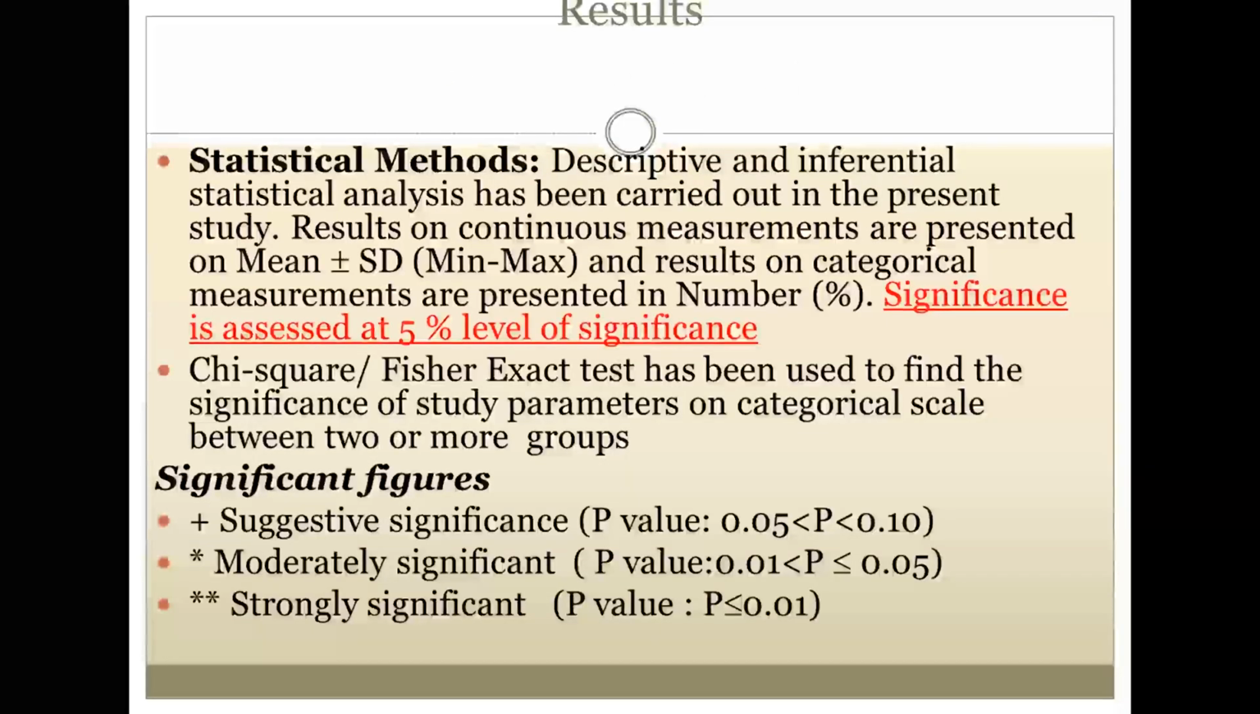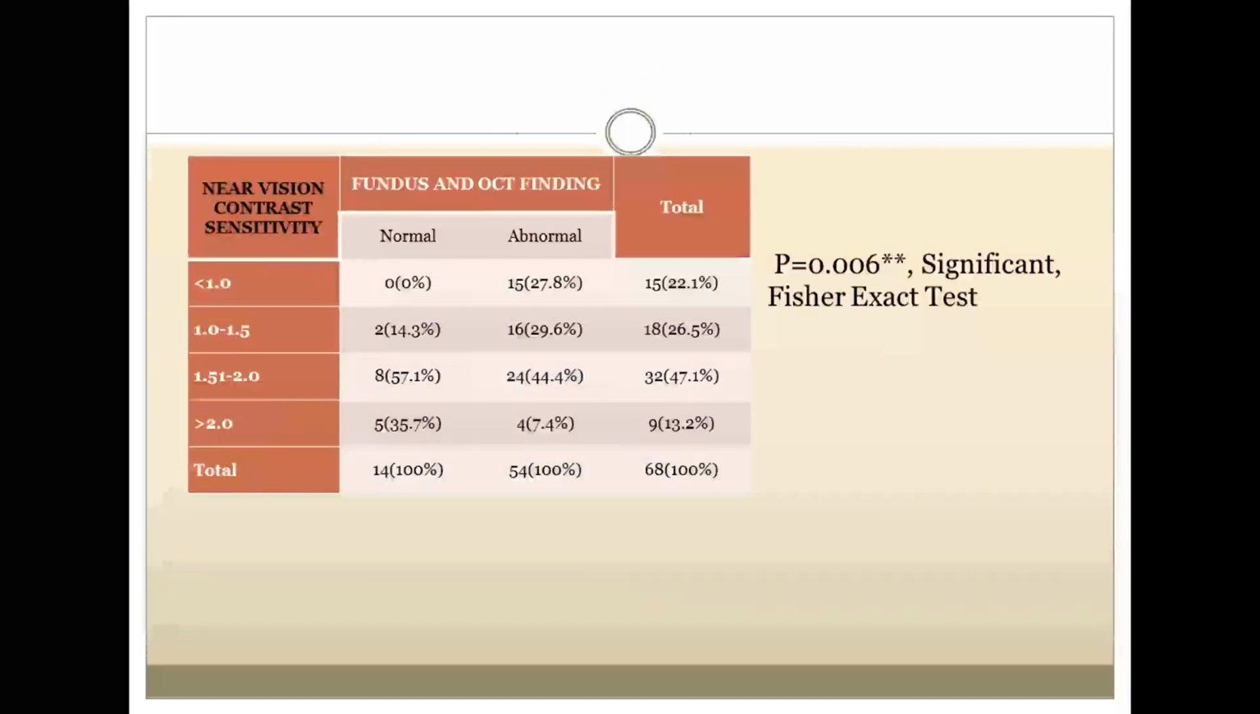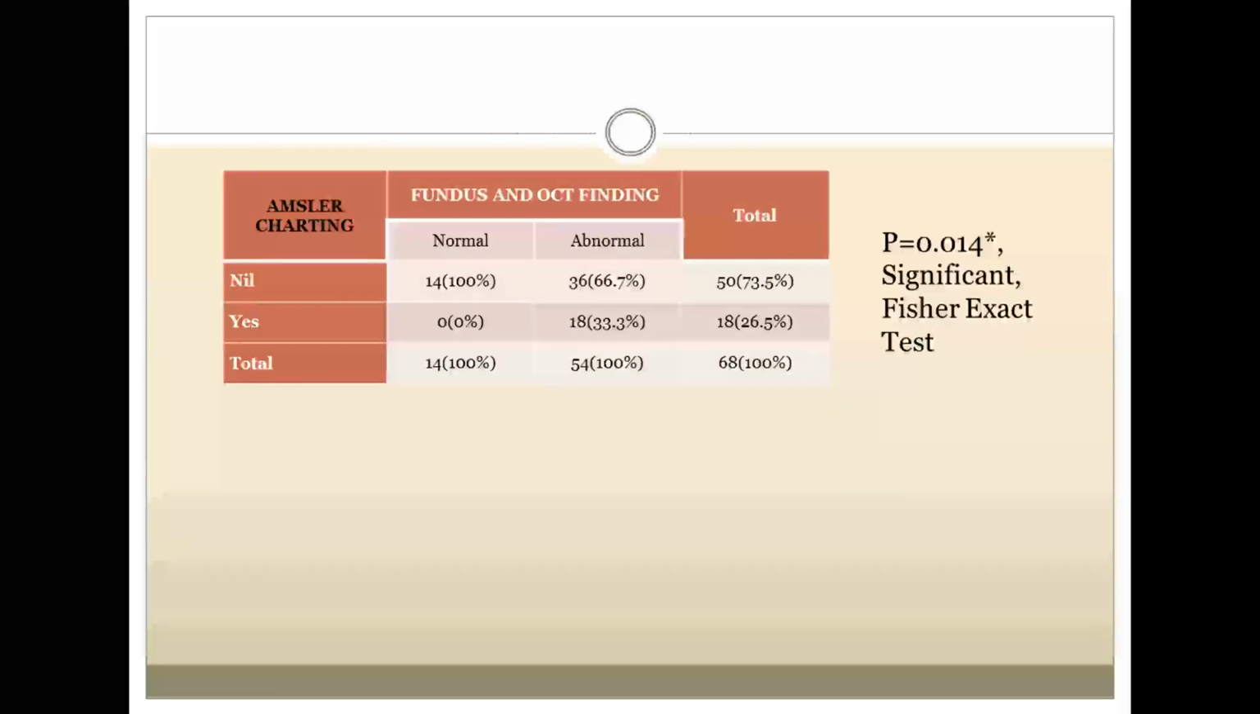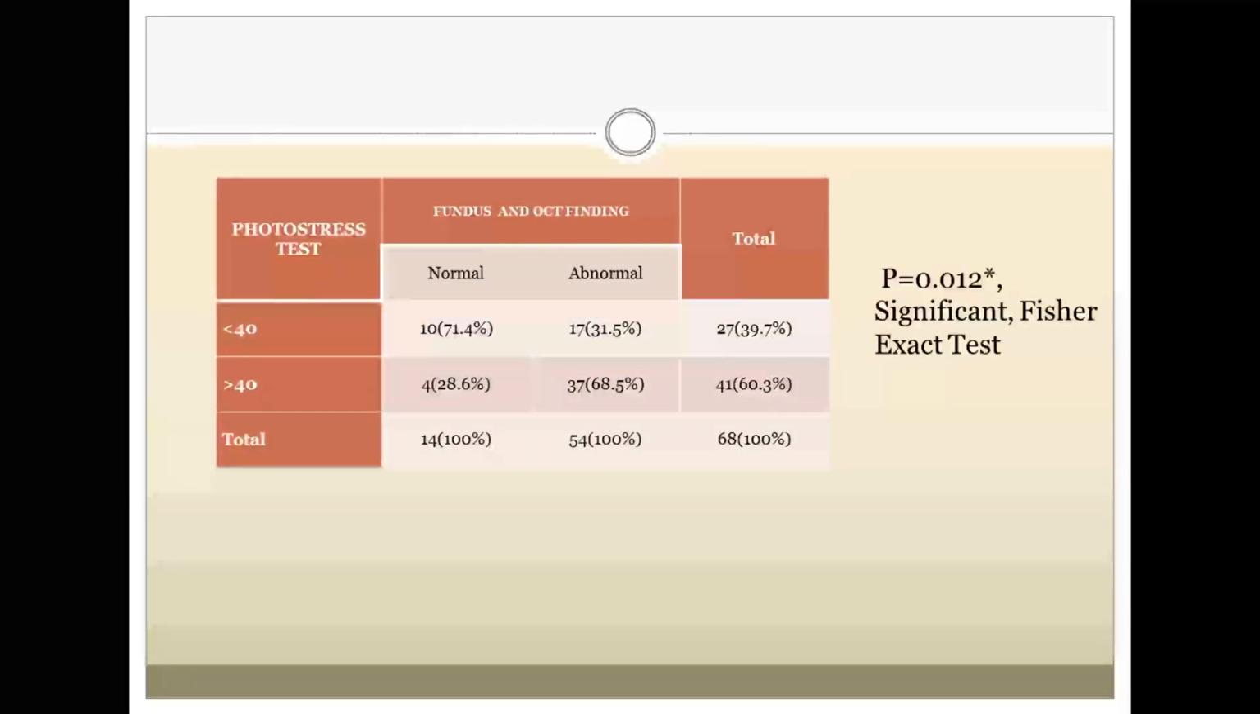Descriptive and inferential statistical analysis was carried out, and significance was assessed at the 5% level. Mild significance was considered when the p-value was less than 0.10, moderately significant when the p-value was between 0.01 and 0.05, and strongly significant when the p-value was less than or equal to 0.01. The near vision chart findings had a p-value of less than 0.01, which is significant. Near vision contrast sensitivity had a p-value of 0.006, which was very significant. Amsler's charting had a p-value of 0.015, and the photostress test had a p-value of 0.012.